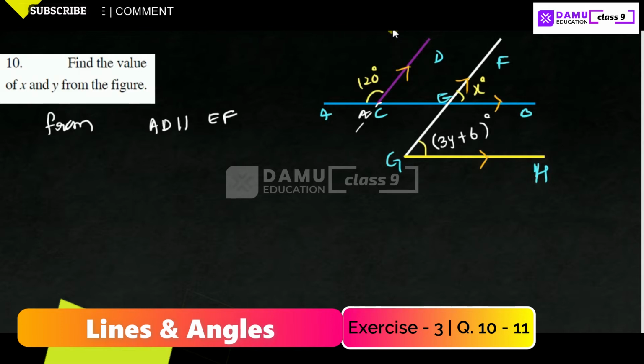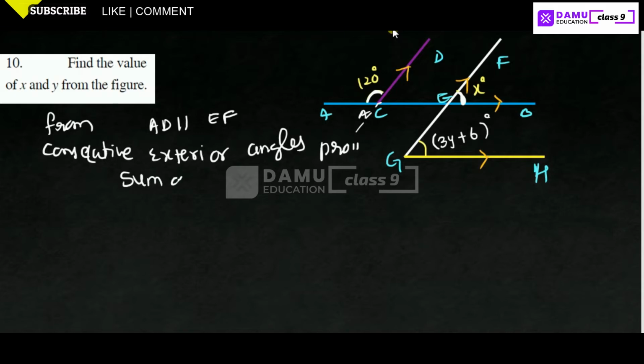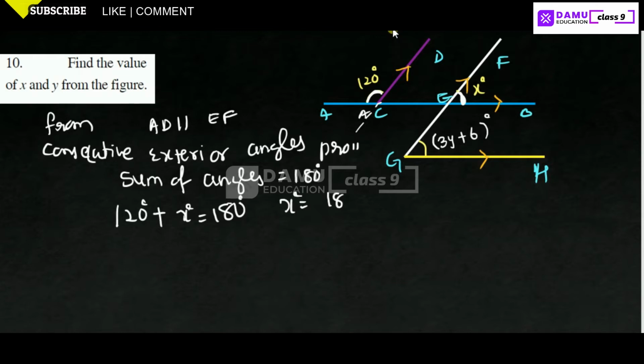From the consecutive exterior angles property, these two are consecutive exterior angles. The sum of the two will make 180 degrees. That means 120 degrees plus x degrees will be equal to 180 degrees. Then x degrees will be equal to 180 minus 120, that will be equal to 60 degrees.